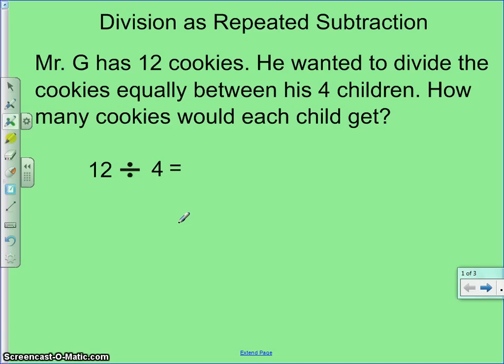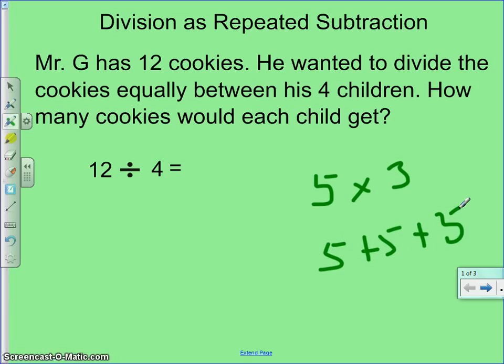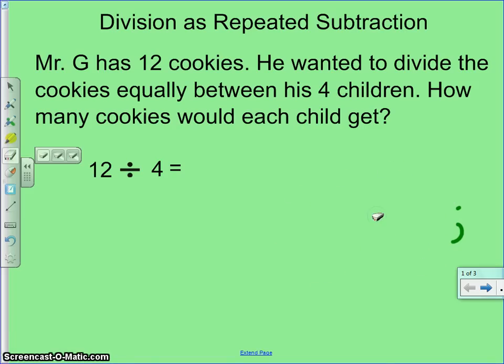And so if multiplication is repeated addition, remember if we had 5 times 3, that was 5 plus 5 plus 5. Okay? So multiplication was repeated addition. Well, the opposite of addition is subtraction. The opposite of multiplication is division. So division can be thought of as repeated subtraction.